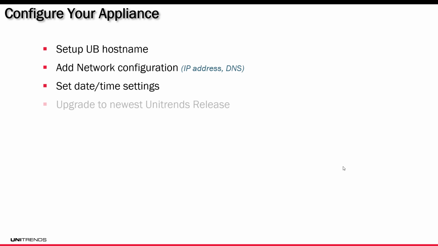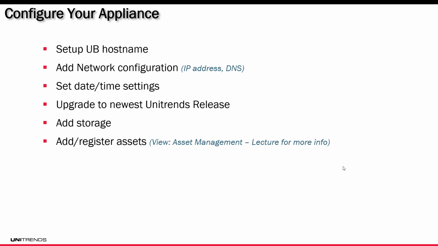When you start to configure your appliance, you're going to set up your UB host name. You're going to add that network configuration: the IP address, DNS, gateway. You're going to set your date and time settings. You're going to upgrade to the newest Unitrends release, and you're going to add your storage. Make sure your appliance is up and running with the basics first. Then you're going to start to add and register your assets.